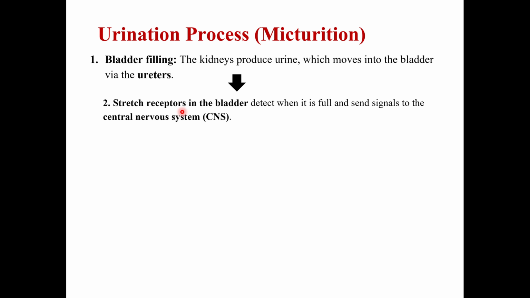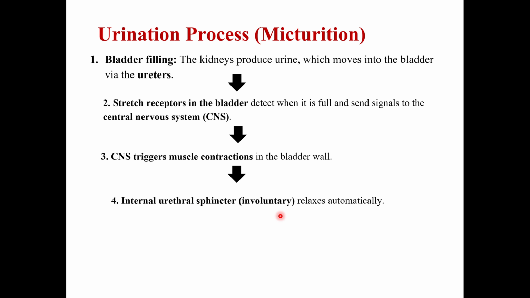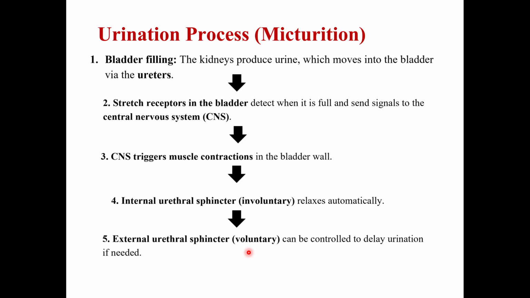There are some receptors in the bladder. These receptors detect when the bladder is full, and they send signals to the central nervous system. Once the central nervous system gets the message that the bladder is full, the CNS triggers muscle contraction in the bladder wall. Once there is muscle contraction, the internal urethral sphincter, which is involuntary in nature, relaxes automatically. And there is also the external urethral sphincter, which is voluntary in nature and can be controlled to delay urination if needed. So this is how the urination process occurs.